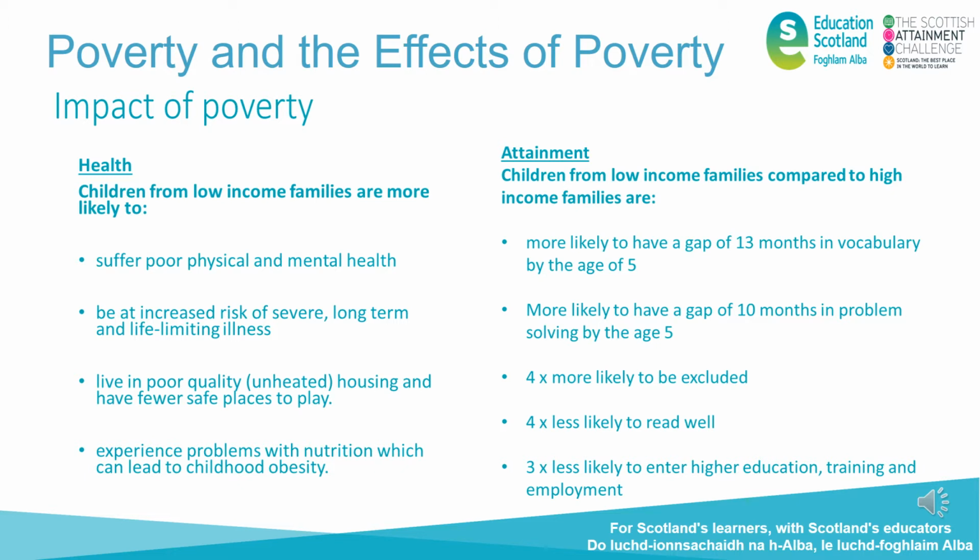And as well as the facts we've already seen, children from low-income families compared to high-income families are 4 times more likely to be excluded, 4 times less likely to read well, and 3 times less likely to enter higher education, training and employment. This sets the scene for us to think about how important it is to ensure that children and young people have positive experiences in school which lead to improvements in life outcomes, especially where they live in poverty and with disadvantage. The relationships that they make at school are key to this.